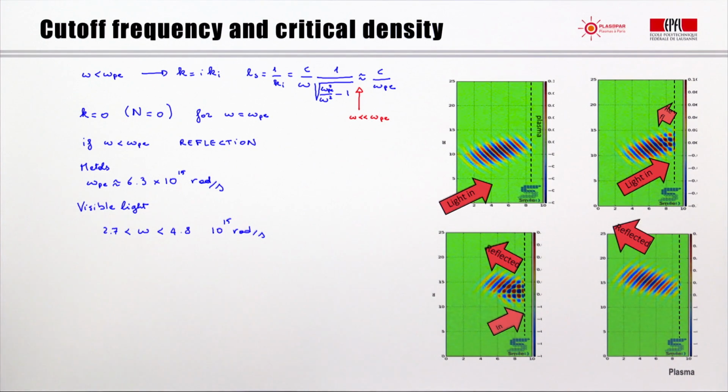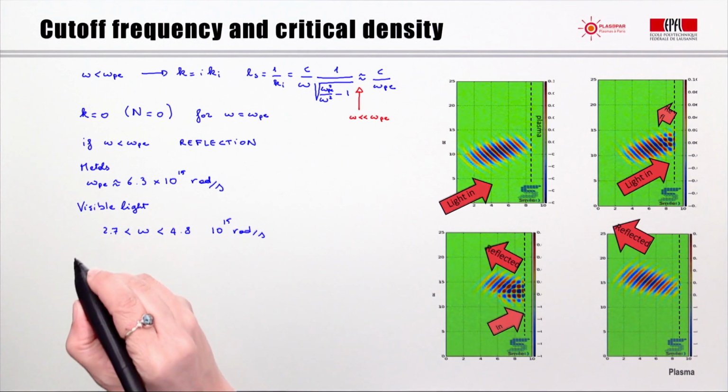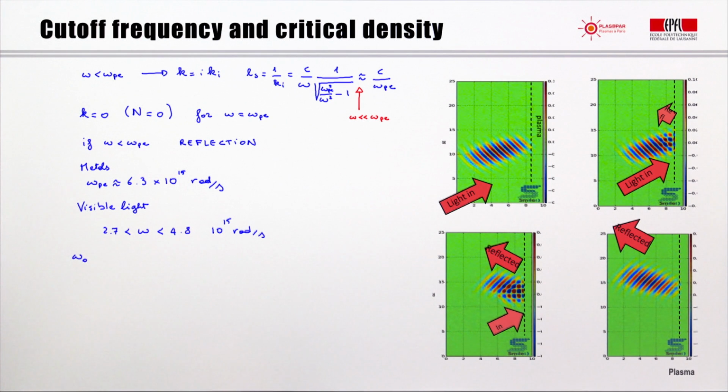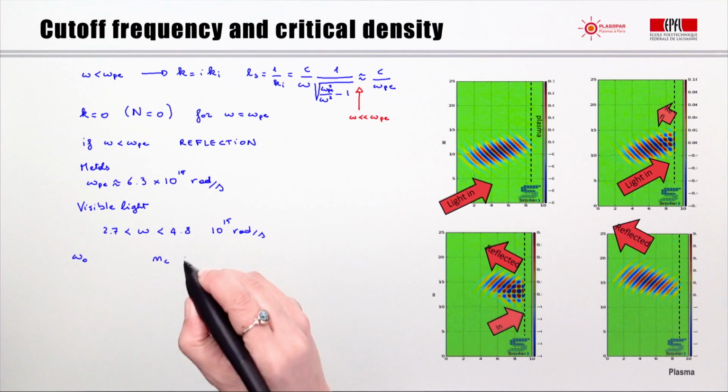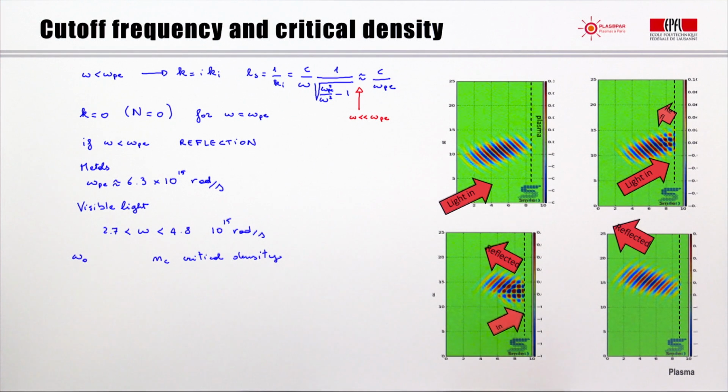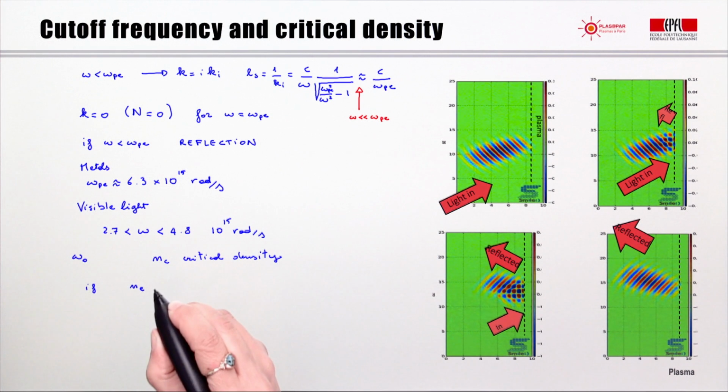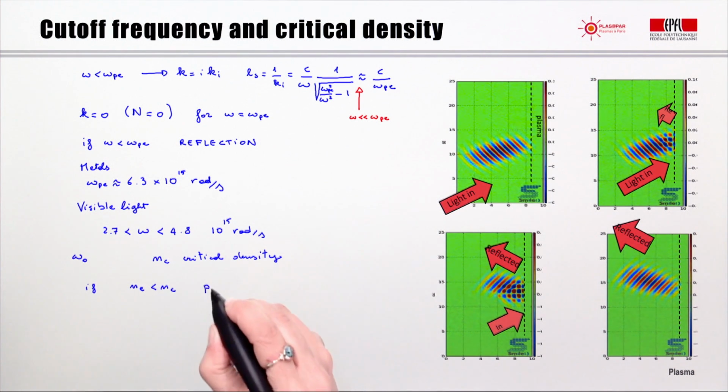We can now look at the problem from another point of view. In fact, we can consider a given frequency, omega 0, and a wave with this frequency will be able to propagate in a plasma only if the density is below a critical value that is such that the plasma frequency is equal to this frequency. We can thus define a critical density such that if the density is below this critical value, there is propagation.